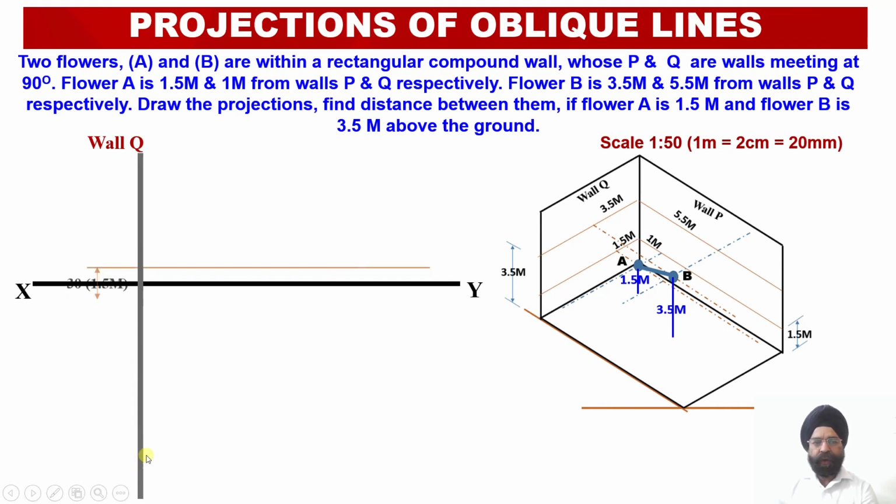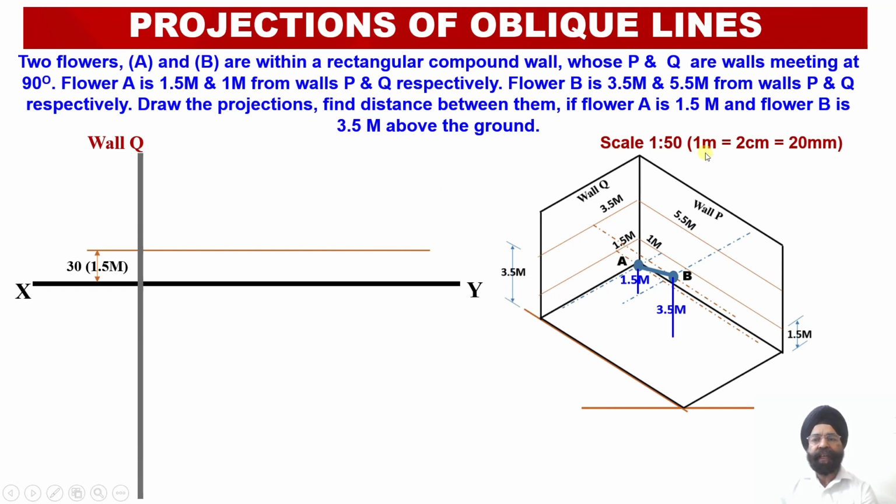like this. Now we know that this point A, or the flower A, is at a height of 1.5 meter above the ground and 1 meter distance away from the wall Q. So these two coordinates in the orthographic projections will give us the front view location of the point A dash in the space. So we have drawn a height of 1.5 meter above the ground, which we are going to get with a scale of 1:50.